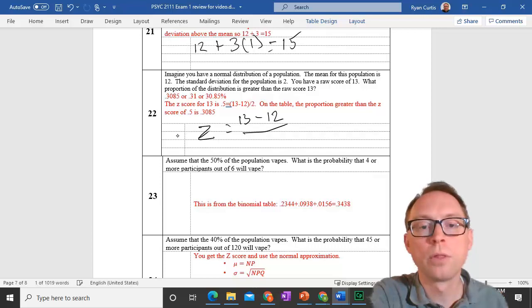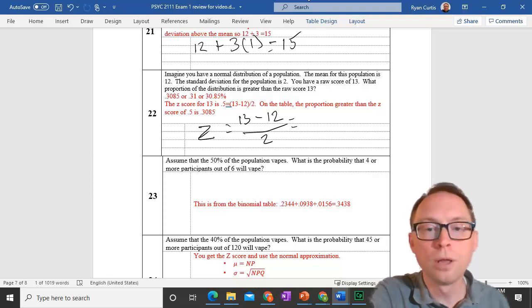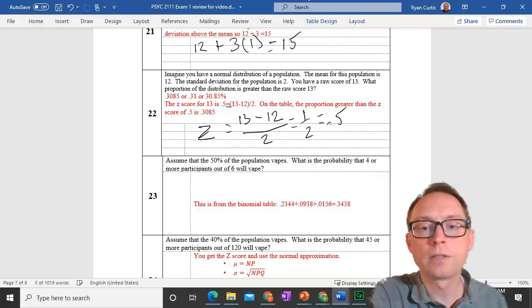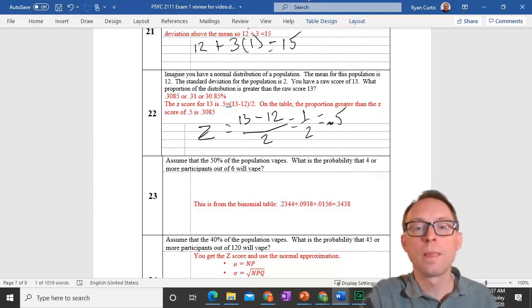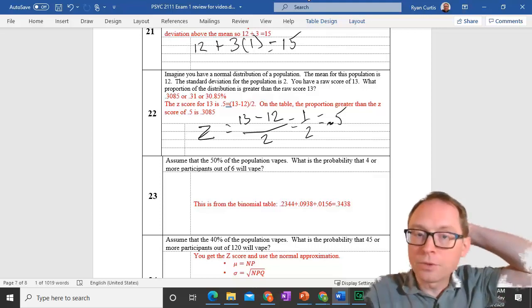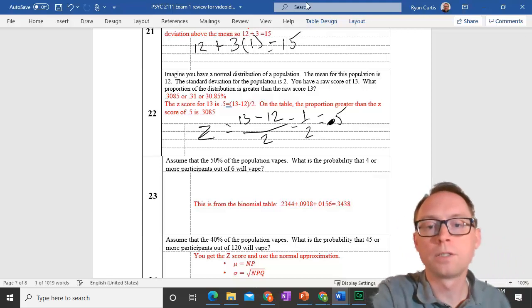13 minus 12, and you're going to divide it by the standard deviation. The standard deviation is 2. So what we need to get is 1 divided by 2, and 1 divided by 2 is 1/2, and that is 0.5. So what this is asking us then is what proportion of the distribution is greater than a z-score of 0.5.